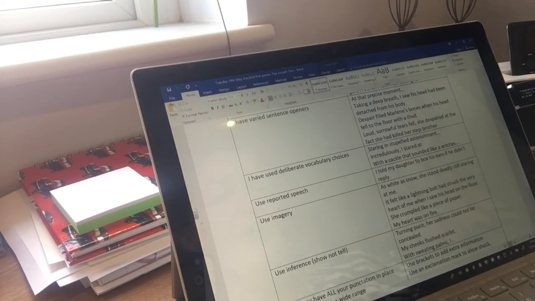Something that we need to do some more work on, especially Year 5, is using reported speech. So you're not using speech marks or inverted commas today. Instead, you're using reported speech. You're retelling the events that have happened. So an example here I've put of reported speech, I told my daughter to box his ears if he didn't reply, whereas direct speech would be, Marlene boxes ears if he doesn't reply.